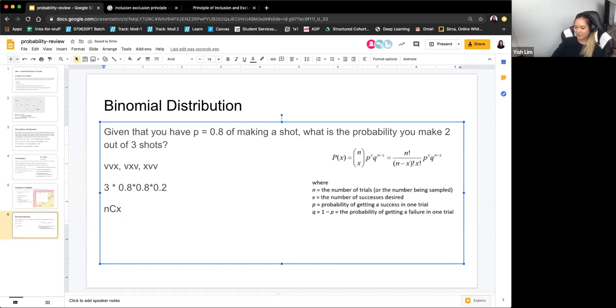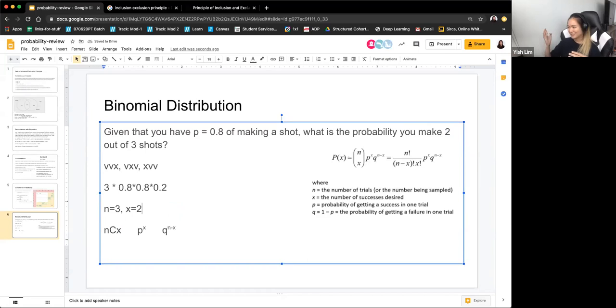the part where we have p to the power of x. And then we also have q to the power of n minus x. So P is your probability of success. Actually, before that, N is the number of trials that you're doing. So here we're making 3 shots, so N is equal to 3. X is the number of successes out of N. In this case, we made 2 out of 3 of the shots, so X is equal to 2.